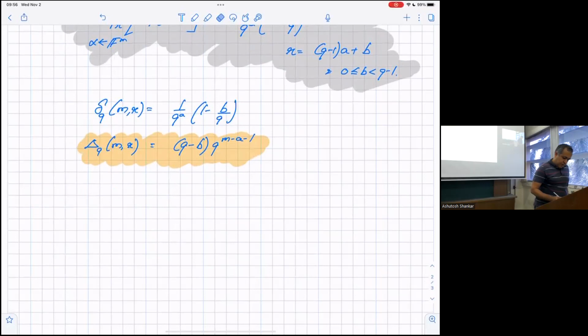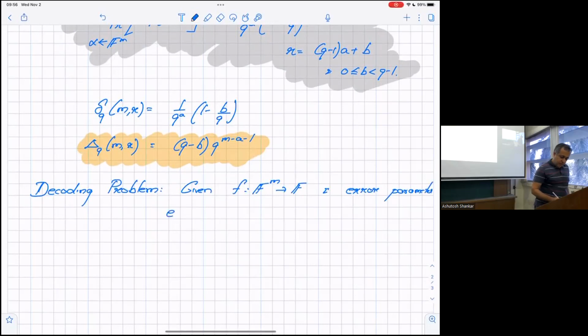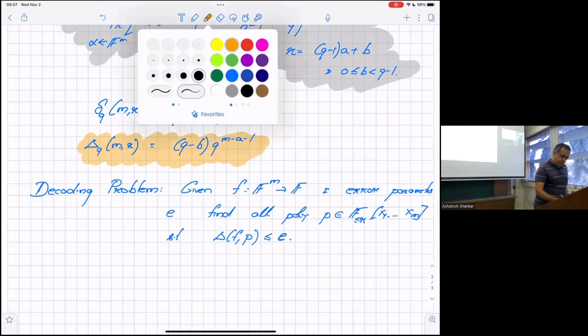That's good. In general, the decoding question. The decoding question for Reed-Muller is: given a function f on the whole space, and another parameter, find all polynomials p in F_q of degree less than or equal to r in x1 to xm, such that the distance between f and p is less than or equal to e. That's the problem we came for.